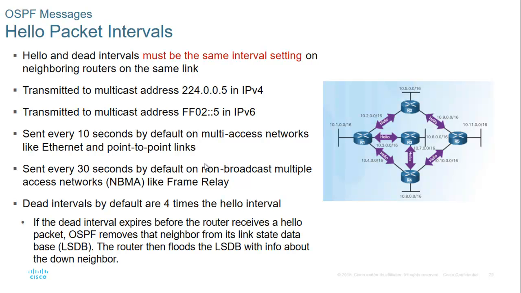Dead intervals by default are 4 times the hello interval. If the dead interval expires before the router receives a hello packet, OSPF removes the neighbor from its link state database. The router then floods the link state database with info about the down neighbor. So what is important here? You have hello intervals and you have dead intervals. Dead interval is 4 times the hello interval.